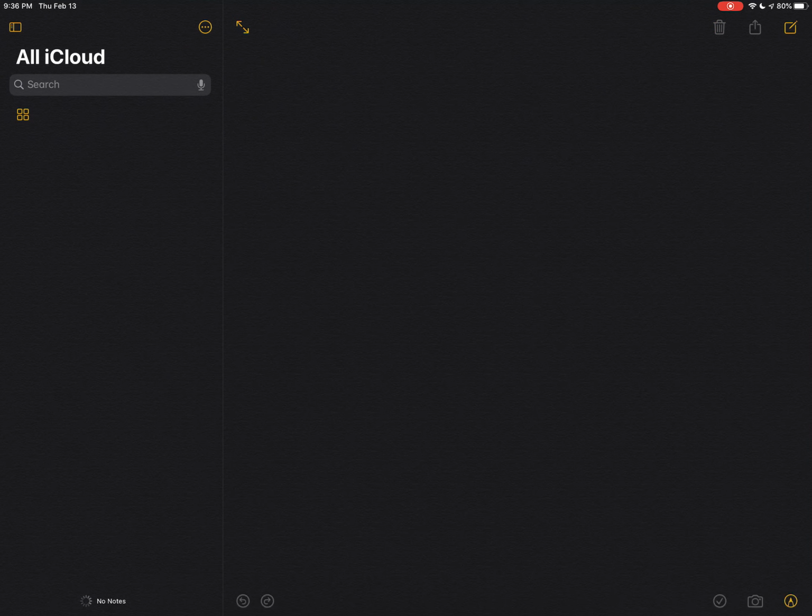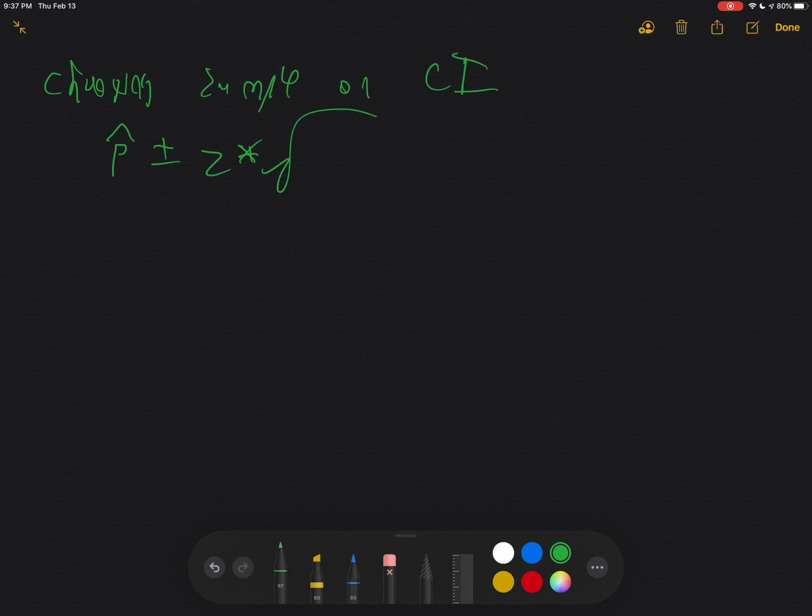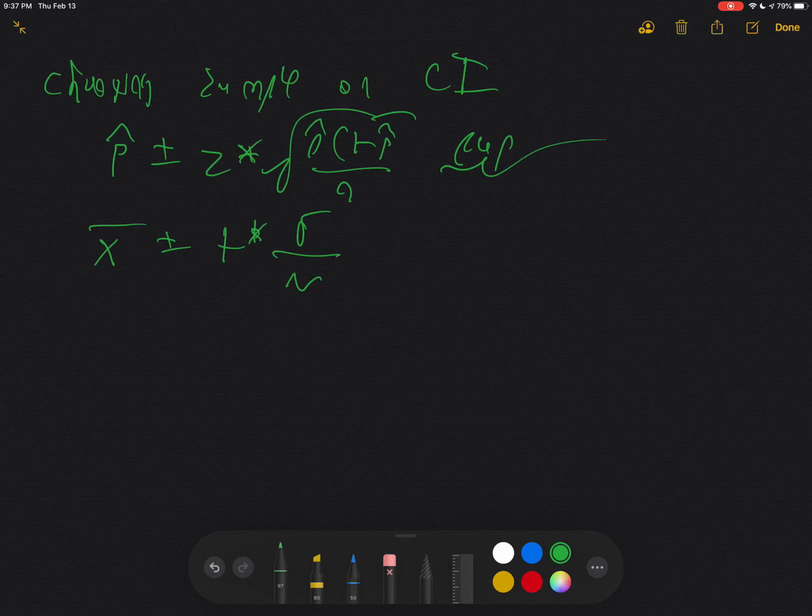So the next case is changing the sample size and the effect on a confidence interval. We can just analyze this through the two formulas. For proportions we have p hat plus or minus z star times the square root of p hat times 1 minus p hat over n. I would memorize that. For means, the confidence interval is x bar plus or minus t star times the standard deviation of the sample over the square root of n. I'd memorize that too.